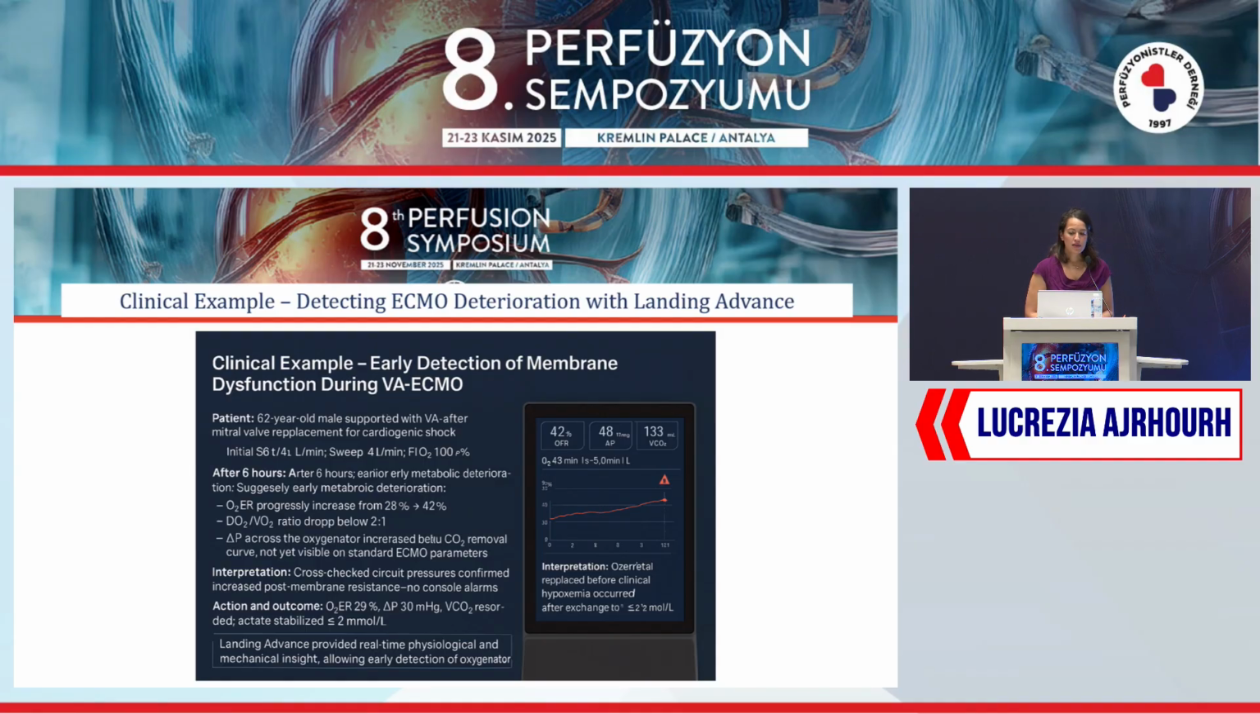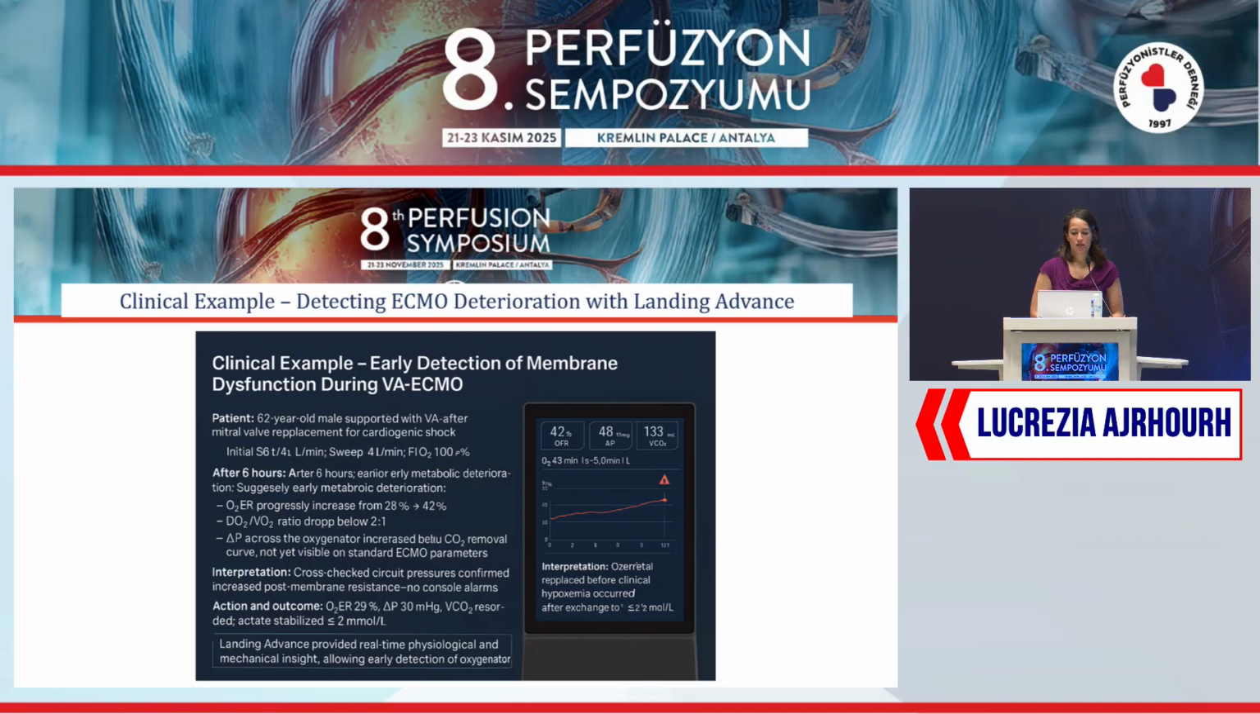Another clinical case: a patient of 62 years old, post-cardiotomy in VA ECMO for cardiogenic shock following mitral valve replacement. Initial ECMO flow was 4.5 liters per minute, sweep gas 4 liters, and FiO2 100%. At the start, it had a stable lactate and a DO2 of around 28%.